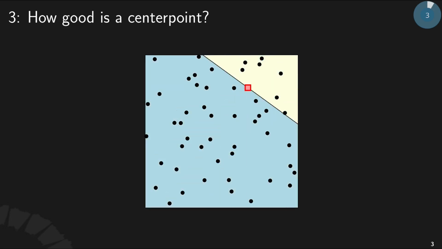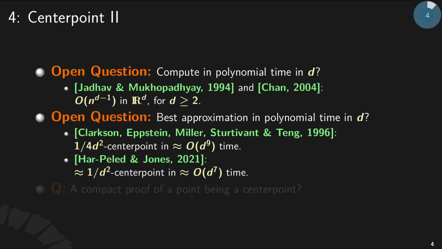As I just mentioned, this is going to take us roughly n to the d time to compute for a given point, which is quite slow. In fact, it's an open question how to compute a good center point in polynomial time in d. In particular, it's known that you can do it in n to the d minus 1 time in d dimensions.